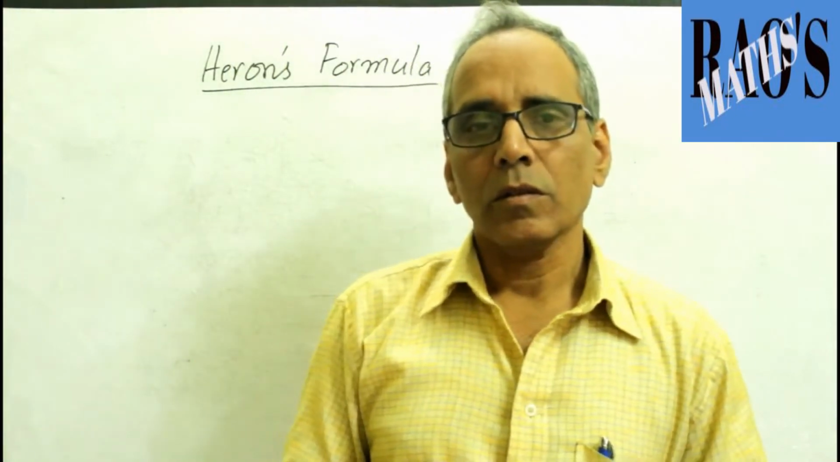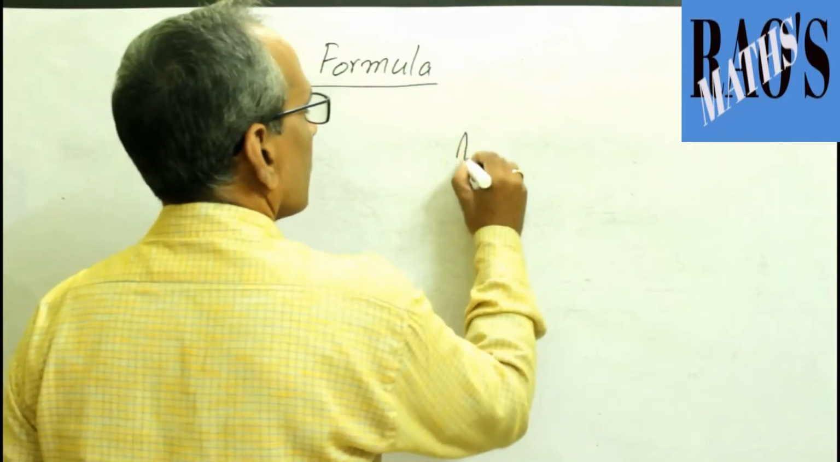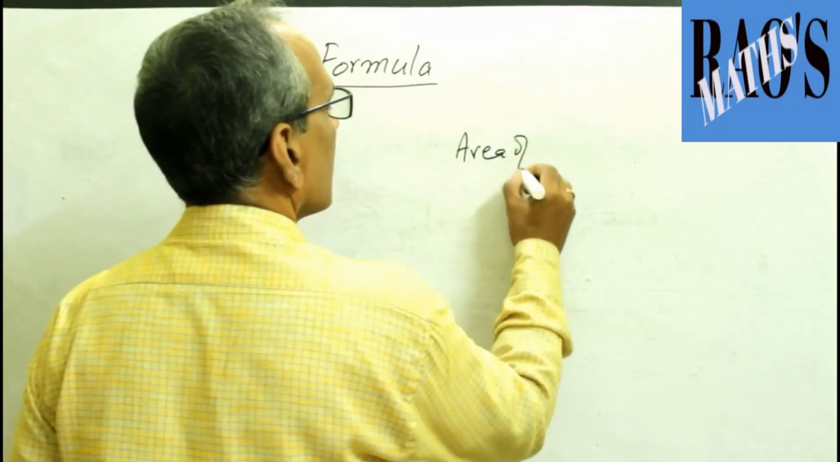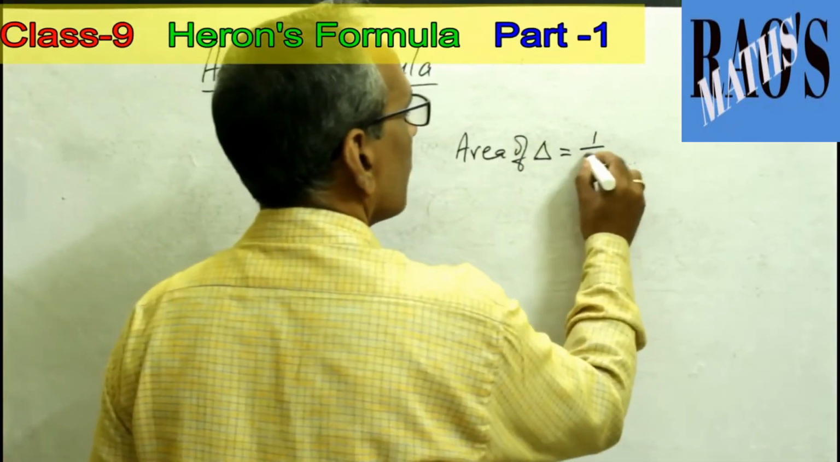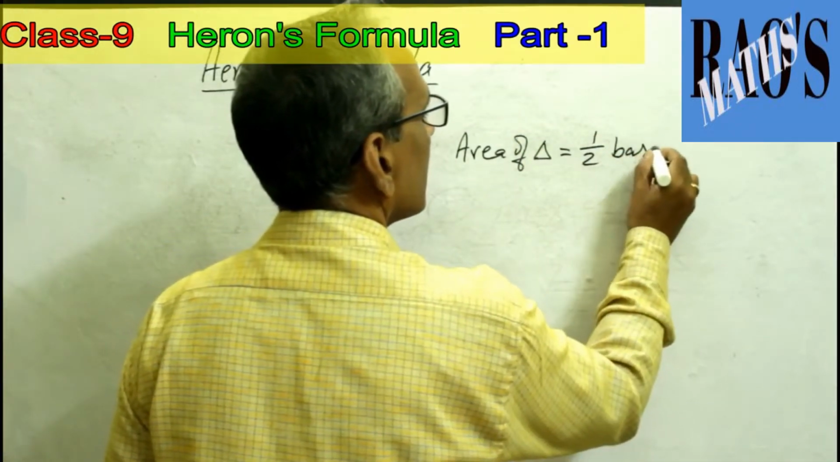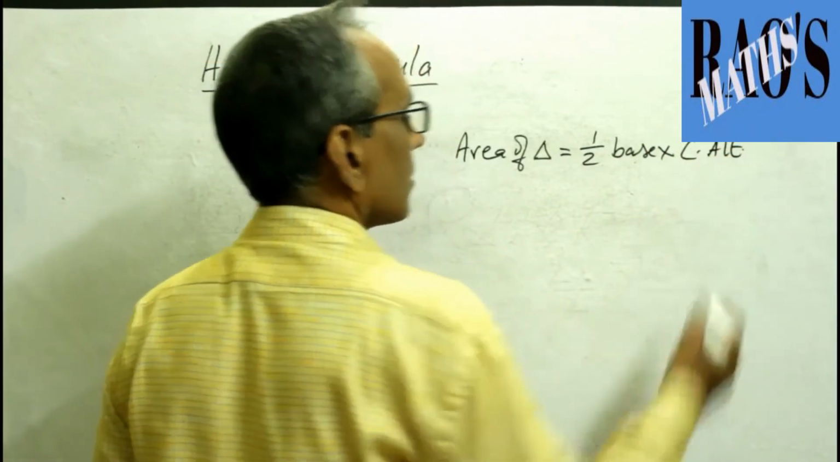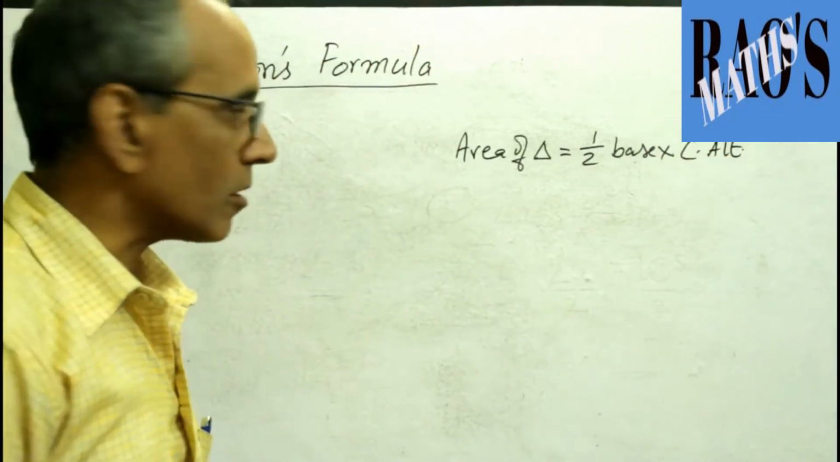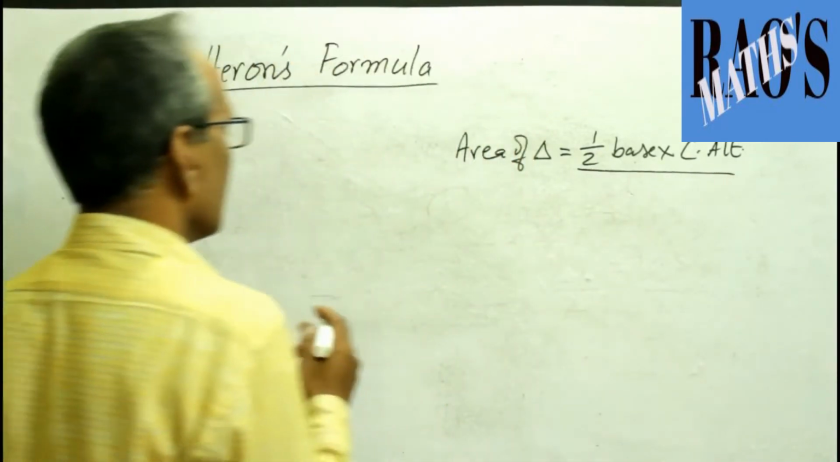But in general, the general formula for the area of a triangle, that we have already got in 7th class, is half base into corresponding altitude. So how is this formula derived? Let's go back one more step.